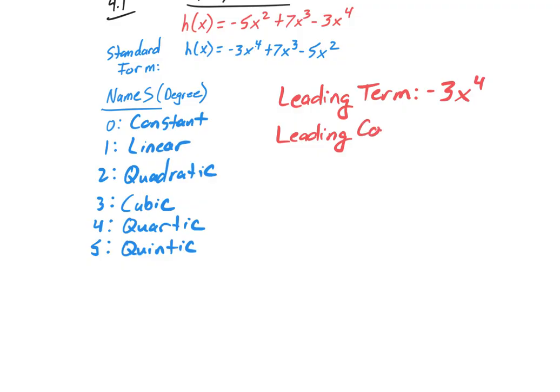The leading coefficient, we've seen that term before. A coefficient is the number in front of a term. So that would just be negative 3. X to the 4th would be the variable. Negative 3 is the coefficient in front of that variable.